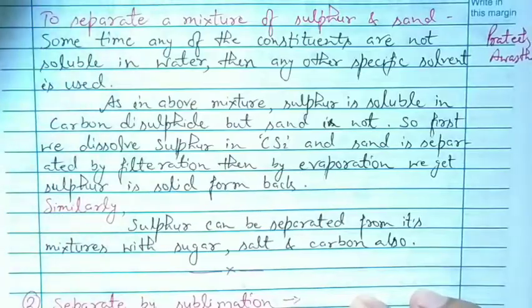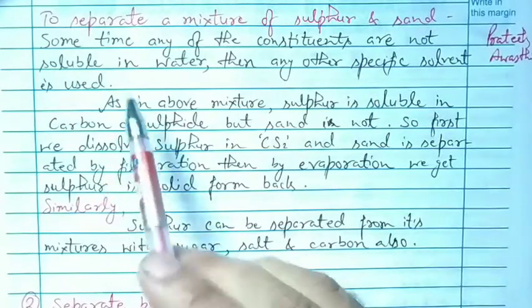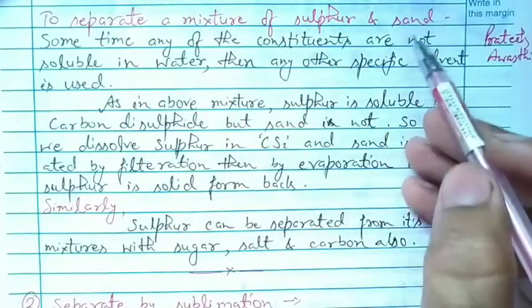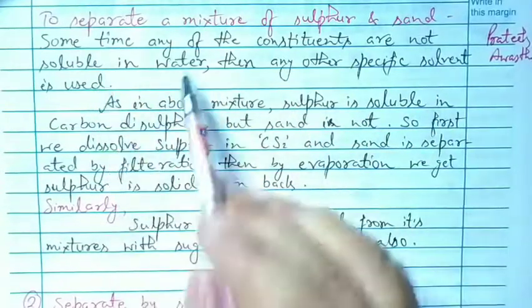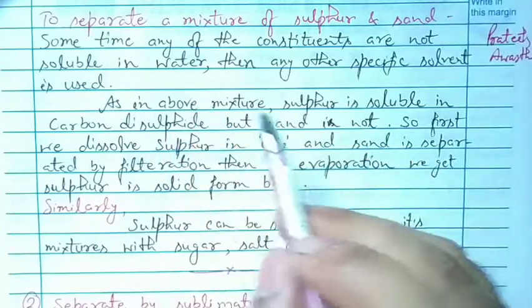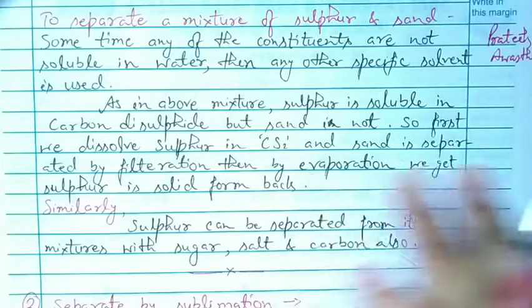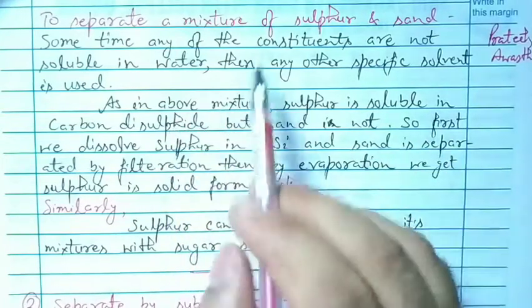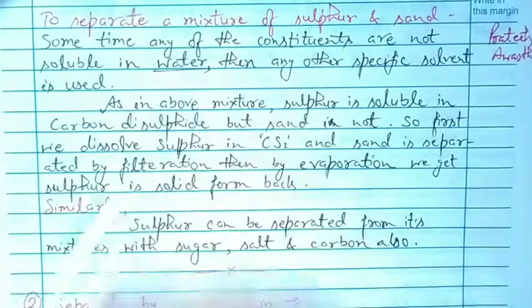Let's take one more example to separate two solid substances by using a suitable solvent. This time we have a mixture of sulfur and sand. Sometimes none of the constituents is soluble in water. In the case of sugar and salt, we used alcohol, but there both of them were soluble in water. But in this case, sulfur and sand are both not soluble in water, meaning we cannot use water.